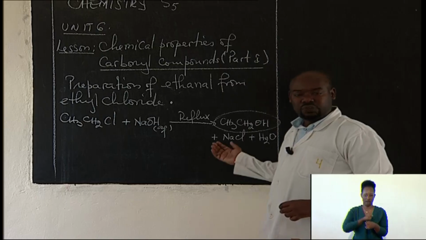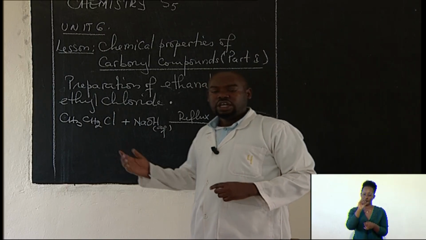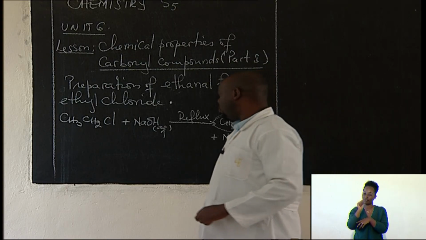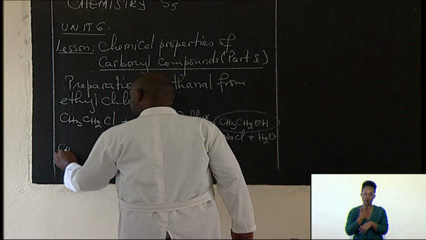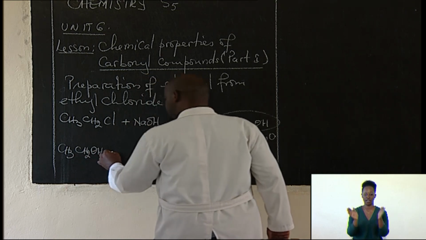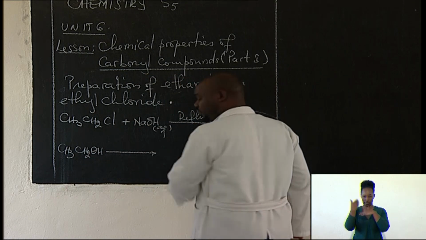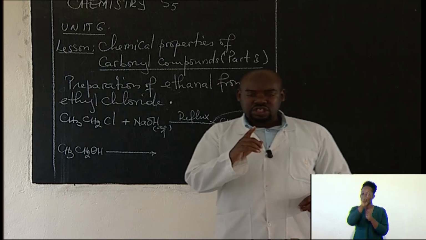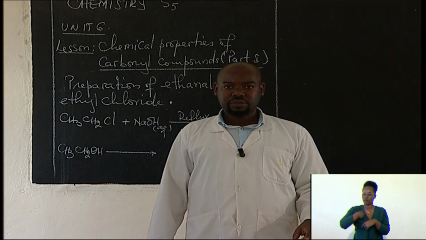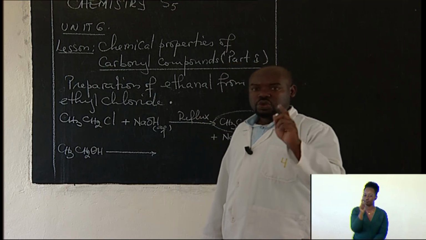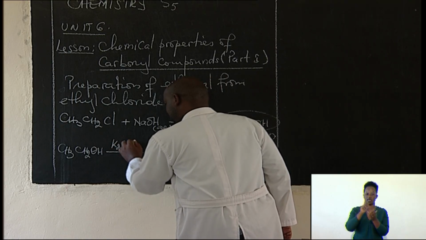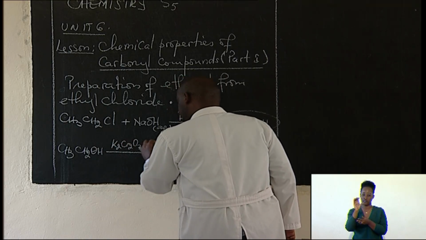How can we transform this alcohol into the ethanal we want, CH3CHO? We take the alcohol and oxidize it. Do you remember the oxidizing agent we have to use here? Let us say we use potassium dichromate in acidic medium.